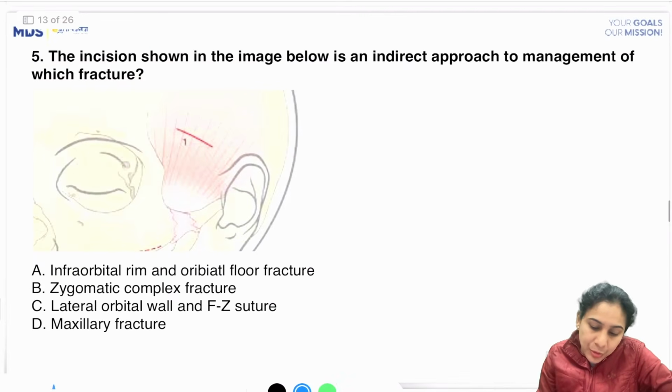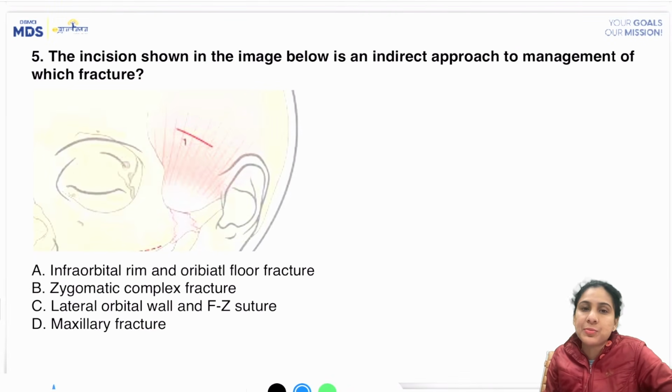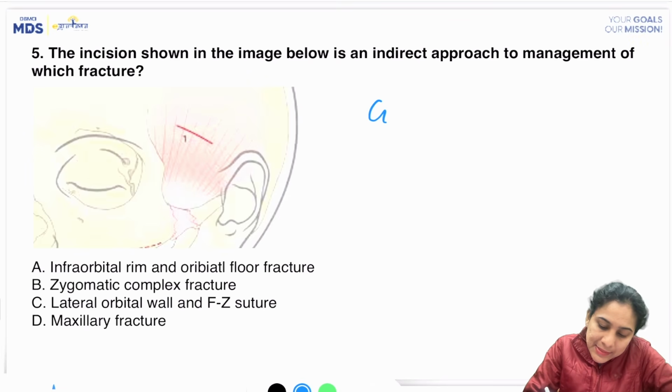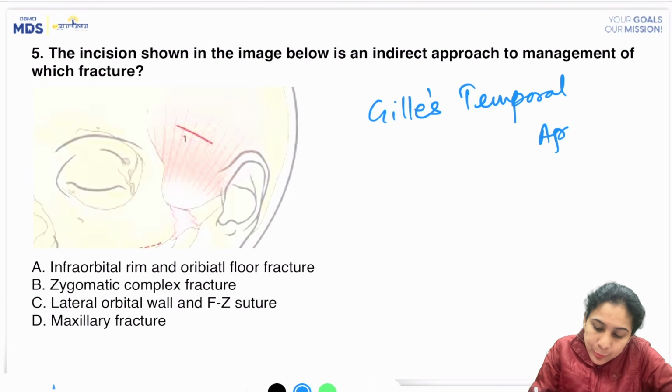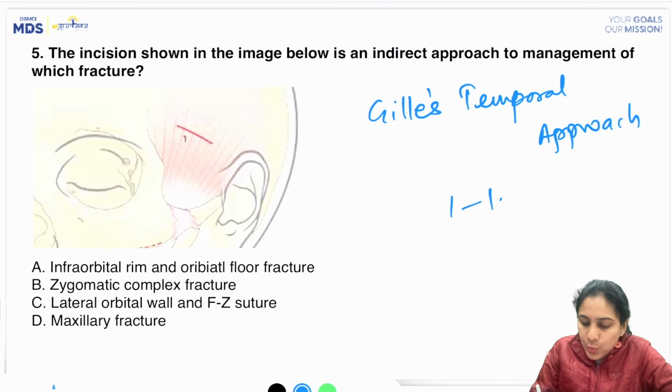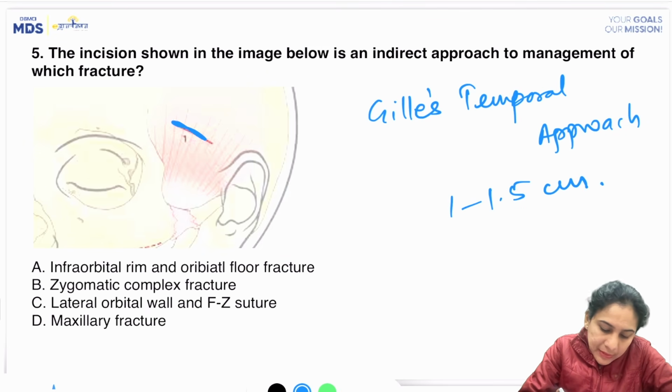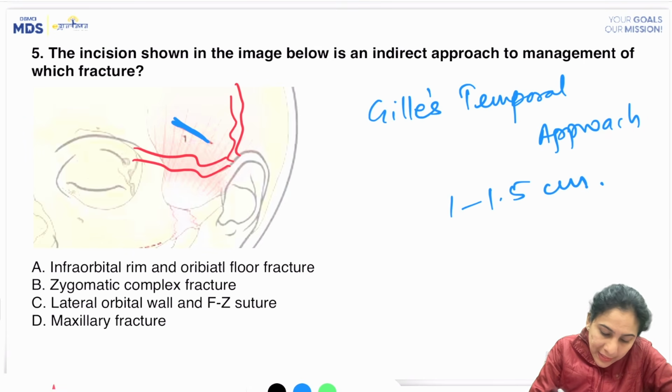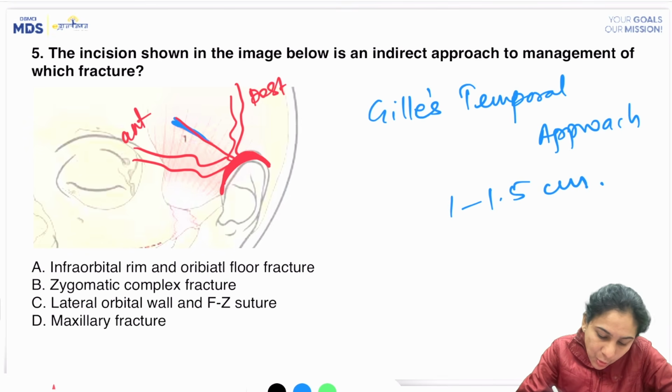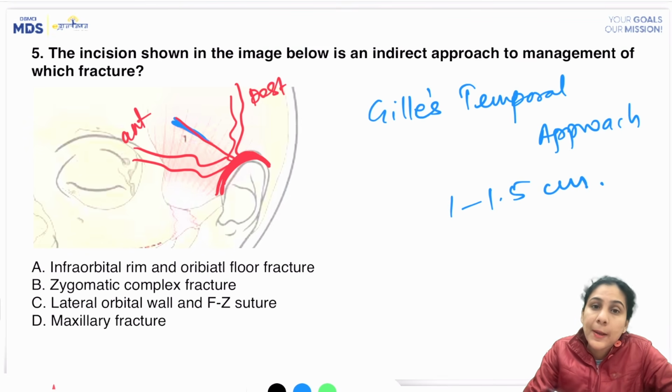The incision shown in the image below is an indirect approach to management of which fracture? Now, we all know that this is the Gillies temporal approach. The incision, around 1 to 1.5 centimeters, is given in the temporal region. It is done at the bifurcation of the superficial temporal artery, between the anterior and the posterior divisions. Between that, at a 45-degree angle to the pinna of the ear, we give an incision.